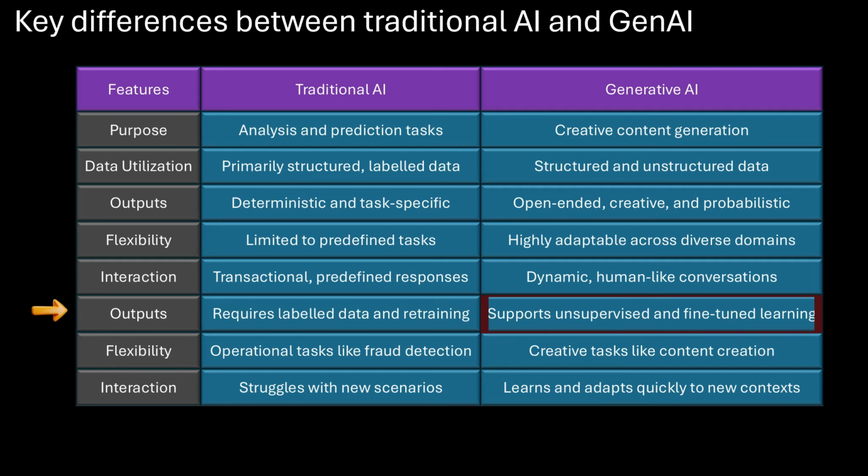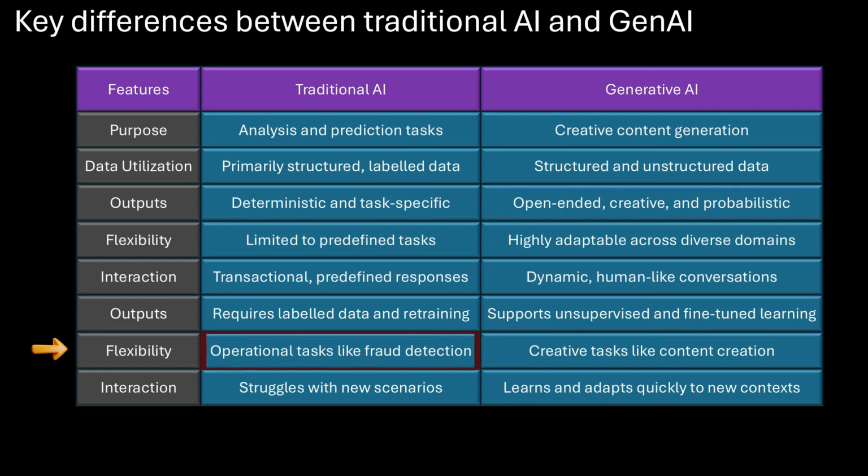unsupervised or semi-supervised learning and can derive patterns from data without extensive labeling. It can also be fine-tuned for specific tasks or applications. For example, a generative AI language model can be fine-tuned to create legal documents for a specific industry.